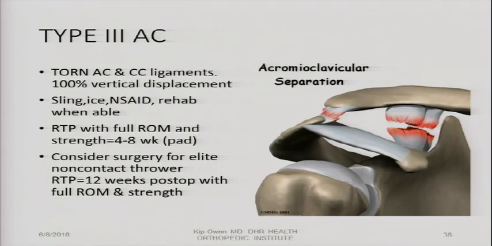Type 3 is a more violent injury. May take anywhere from 4 weeks to 8 weeks for them to become pain-free and to regain all of their strength. However, long-term, the type 3s tend to do quite well. They become asymptomatic for a lifetime in the majority of cases, and since the clavicle is 100% displaced, they are not at risk to develop arthritis from that injury long-term.